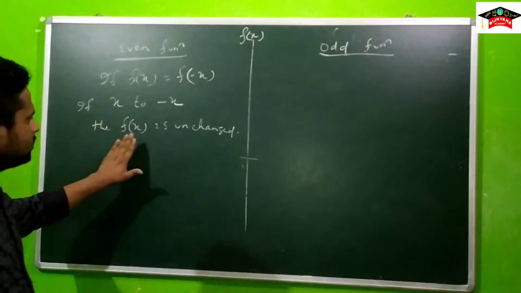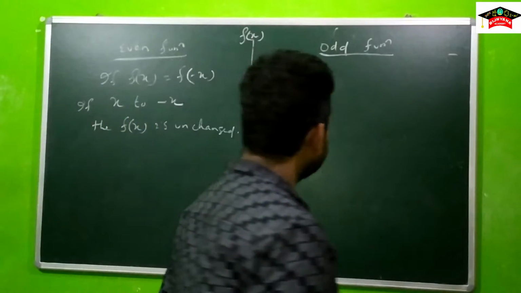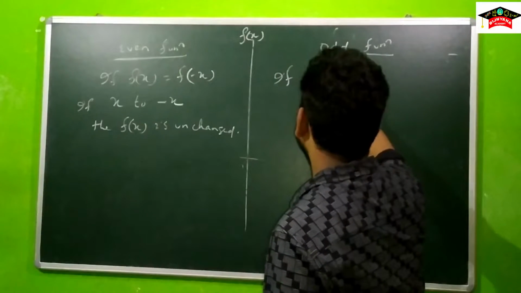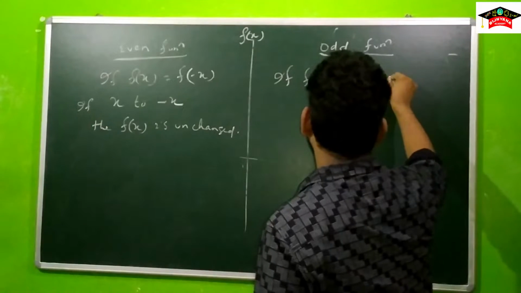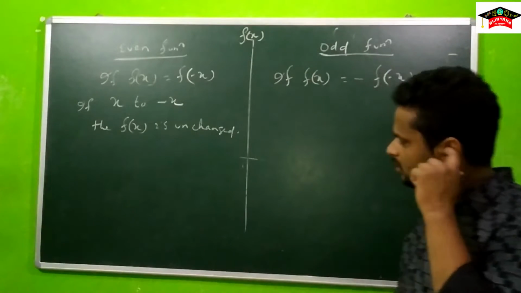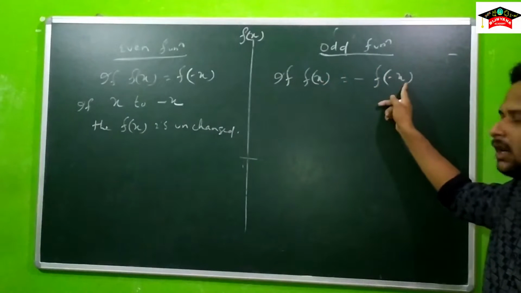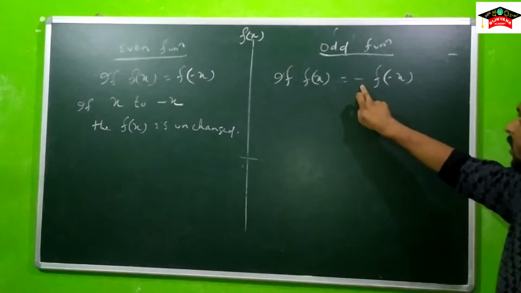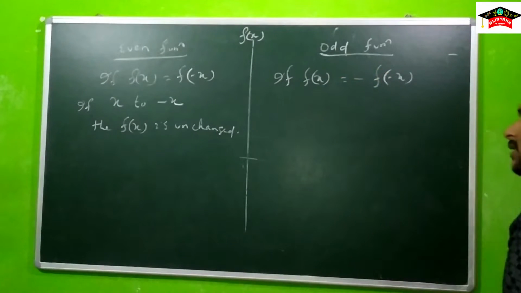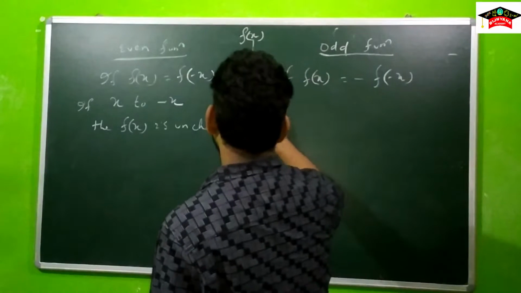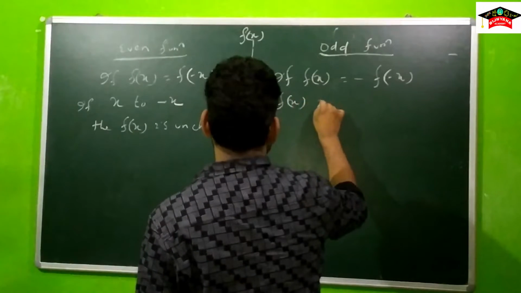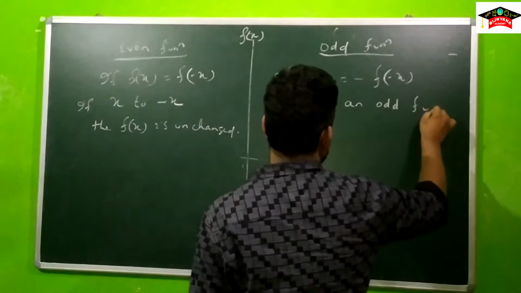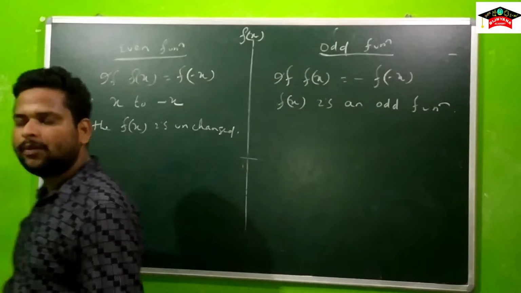If that happens, we say f of x is an even function. Similarly, if f of x equals minus f of minus x, so if I change x to minus x, it will give us an extra minus sign, or a minus sign will be added if we change the coordinates from x to minus x. Under this condition, we can say that f of x is an odd function. So this is the basic idea of even function and odd function.